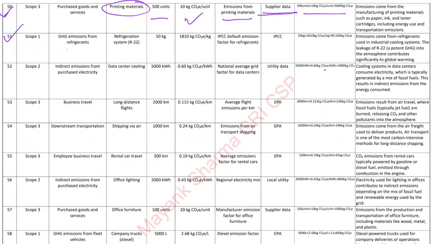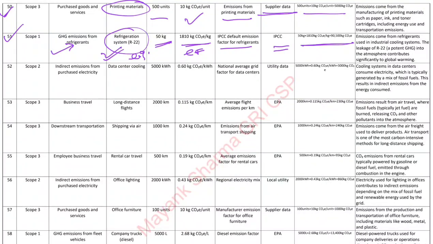Then scope 1 emission again, like GHG emissions from the refrigerants, basically emissions coming from refrigerants used in the industrial cooling systems. Leakage of, let's say, R22, a potent GHG, into the atmosphere contributes significantly to global warming. So refrigeration system like R22 we are taking as an example. Then 50 kg of R22, there is the emission factor. And this data is coming from the IPCC default emission factor for refrigerants. IPCC is a reference source.